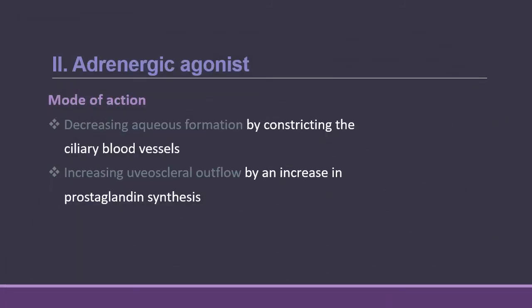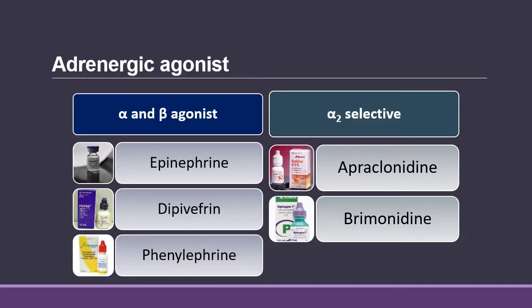Then the second category is adrenergic agonists. The mode of action is that they decrease aqueous humor formation and also increase the uveoscleral outflow. So they act by a dual mechanism. There are alpha and beta agonists and selective alpha 2 agonists. The alpha and beta agonists are epinephrine, dipivefrine and phenylephrine, and the alpha 2 selective agonists are apraclonidine and brimonidine.